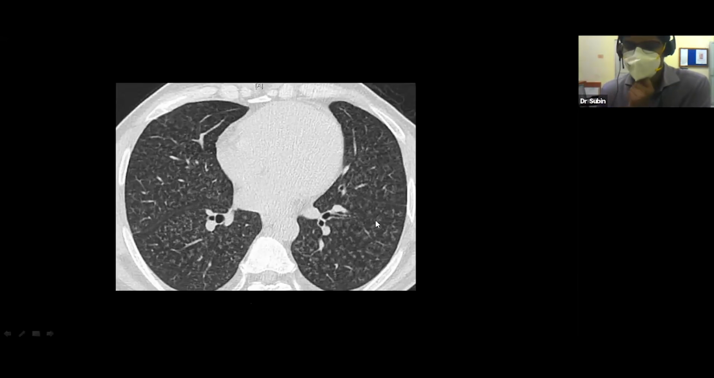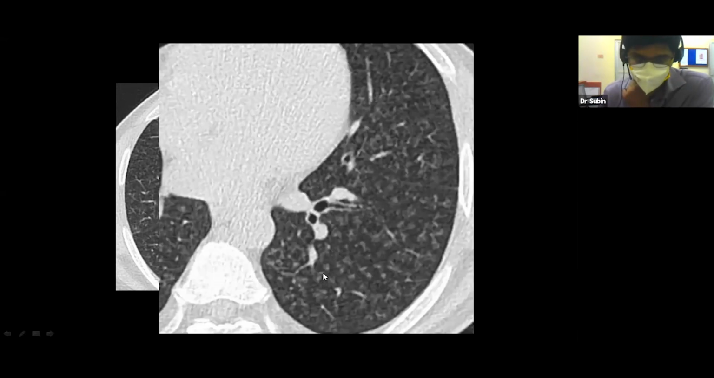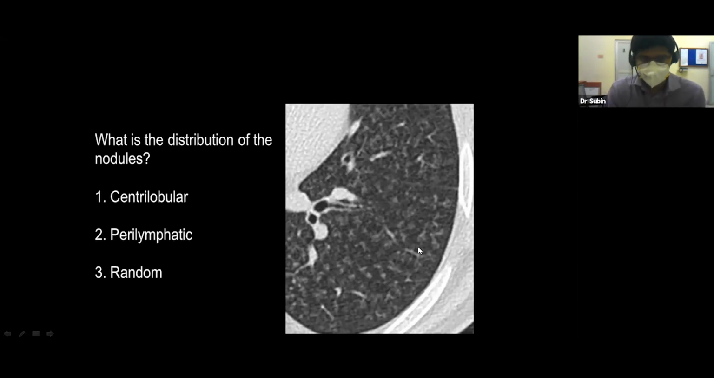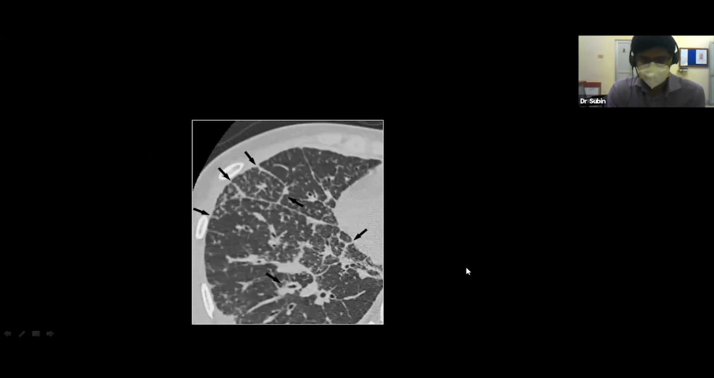This is again a CT image. I showed you a normal CT. Where do you think these things are situated? I'm just showing you a zoomed-up image. Remember the secondary pulmonary lobule. You can imagine this to be one secondary pulmonary lobule, and this one to be another one. So the nodules are in the center. These are centrilobular nodules.